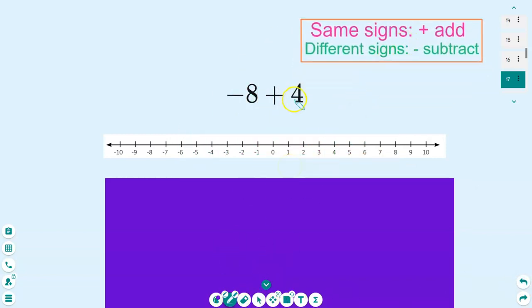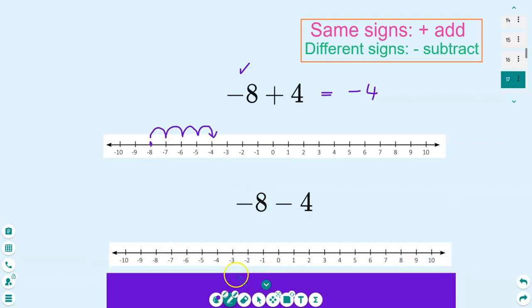Okay, -8 plus 4. So our strategy is keep the first number the same. Looks good. And then it just says plus 4. So we don't actually have to choose here, which is nice. So start at -8 and then adding 4. So getting more positive. 1, 2, 3, 4. And we end up at -4. All right.